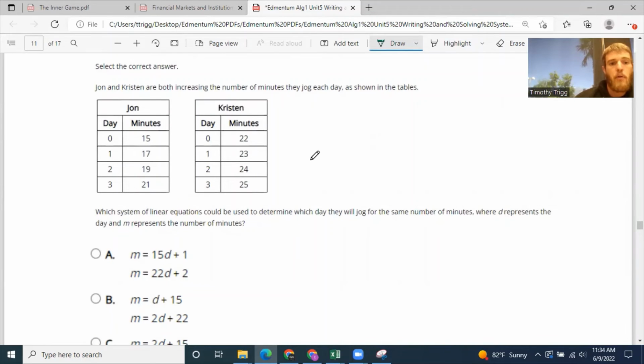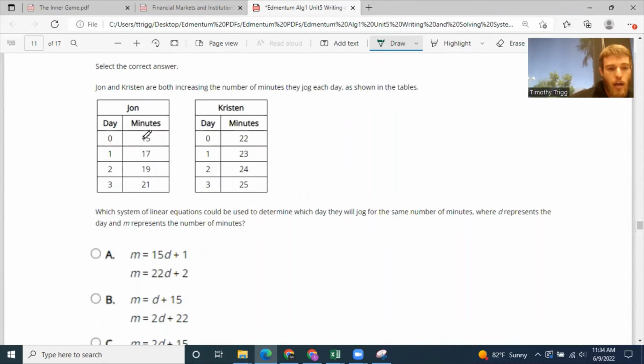John and Kristen are both increasing the number of minutes they jog each day as shown in the tables. All right, so for John, on day 0, he jogged for 15 minutes. On day 1, 17, day 2, so on. For Kristen, on day 0, she was running 22 minutes. Then the next day, 23 minutes, and so on.